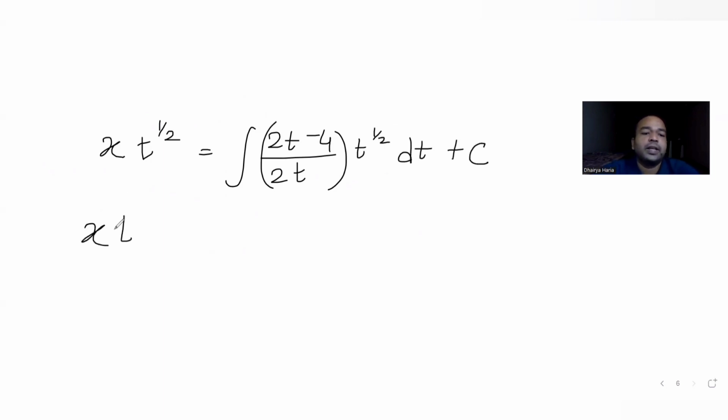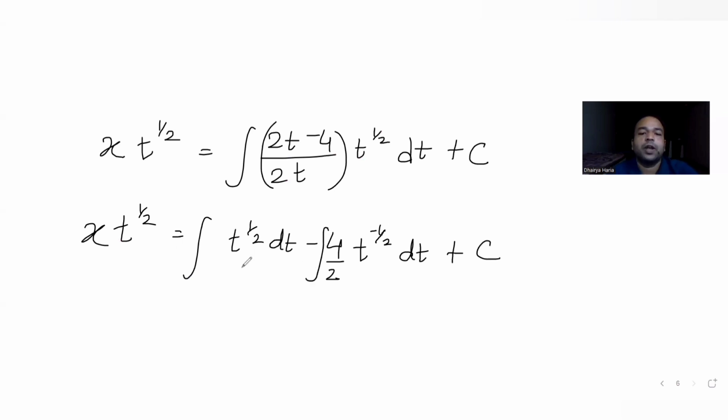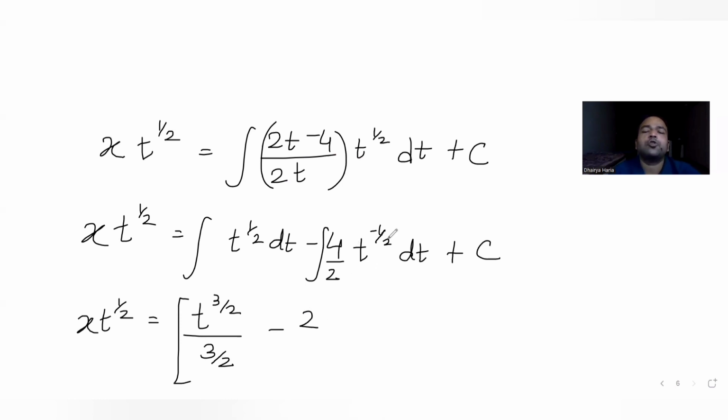So if I solve this further, I get x t raised to half. The integral of this becomes, if I separate the denominator, 2t by 2t, so 1. So integral of t raised to half dt minus 4 upon 2 times t raised to half upon t, so t raised to minus half dt plus c. So you get x t raised to half. This becomes t raised to 3 by 2 upon 3 by 2, minus, here you get 4 by 2, which is 2, times t raised to minus half; if I integrate, I get t raised to half upon half, plus c, that is your constant.